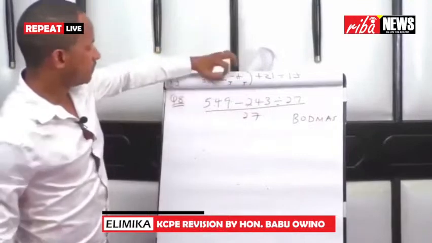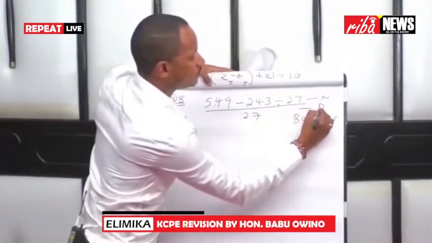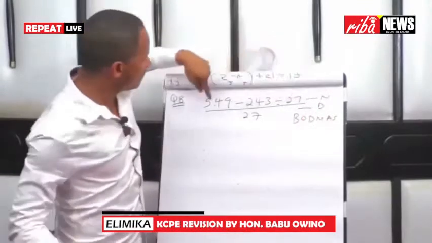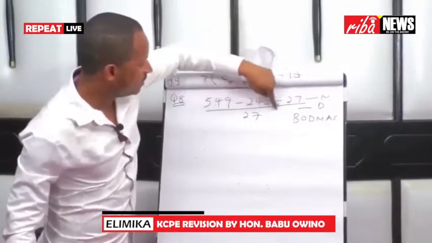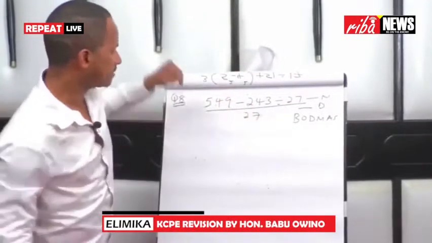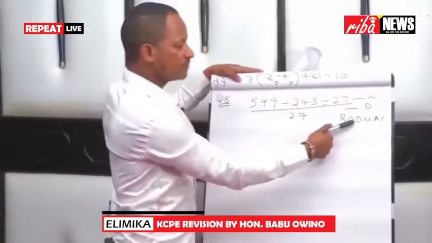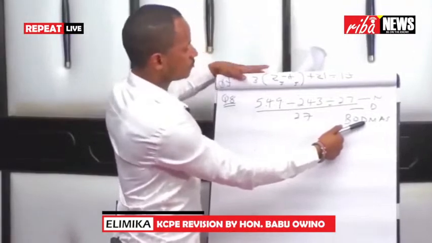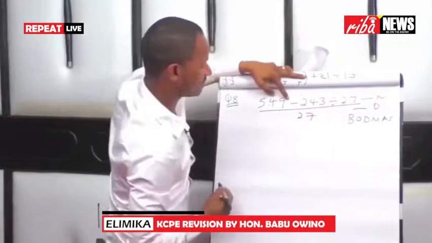For such a question, this is our numerator and this is our denominator. So first of all, solve everything on the numerator. Then divide by whatever is on the denominator. So BODMAS. Bracket, we don't have bracket. Of, we don't have of. Division, we have division. So what are we dividing? We are dividing 243 divided by 27.